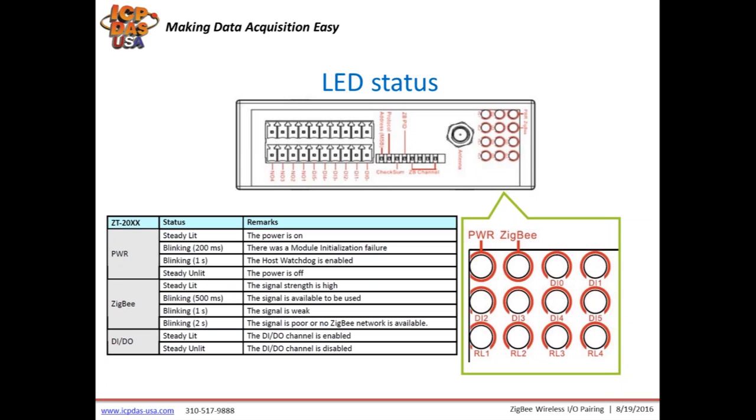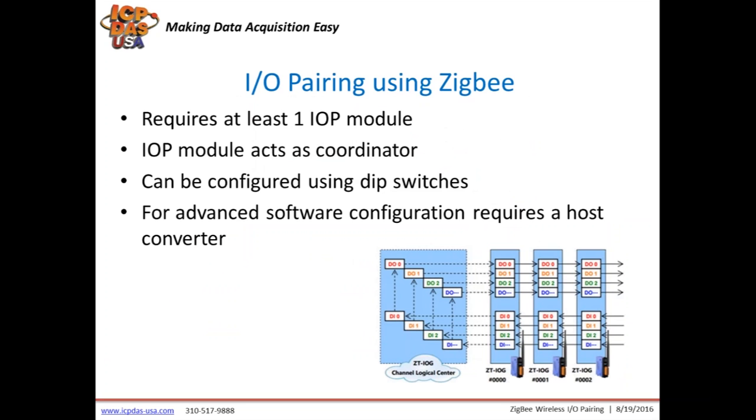The LEDs shown on the module provide convenient troubleshooting status for the Zigbee modules, including the PWR, which will blink steady if the watchdog is enabled or if there's a firmware problem. The Zigbee light or LED shows signal strength and is used for troubleshooting lost nodes within the network, and we also provide individual LEDs which show the status of the digital inputs and digital outputs for that particular module.